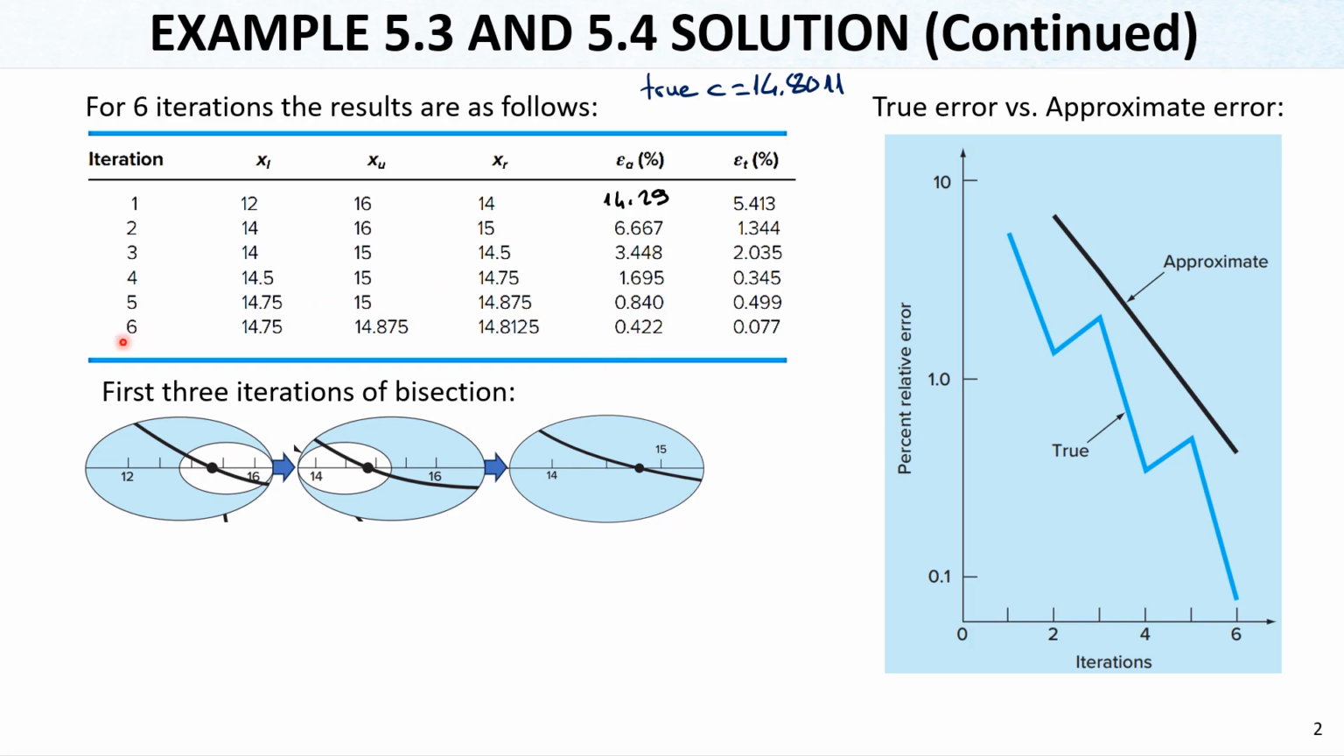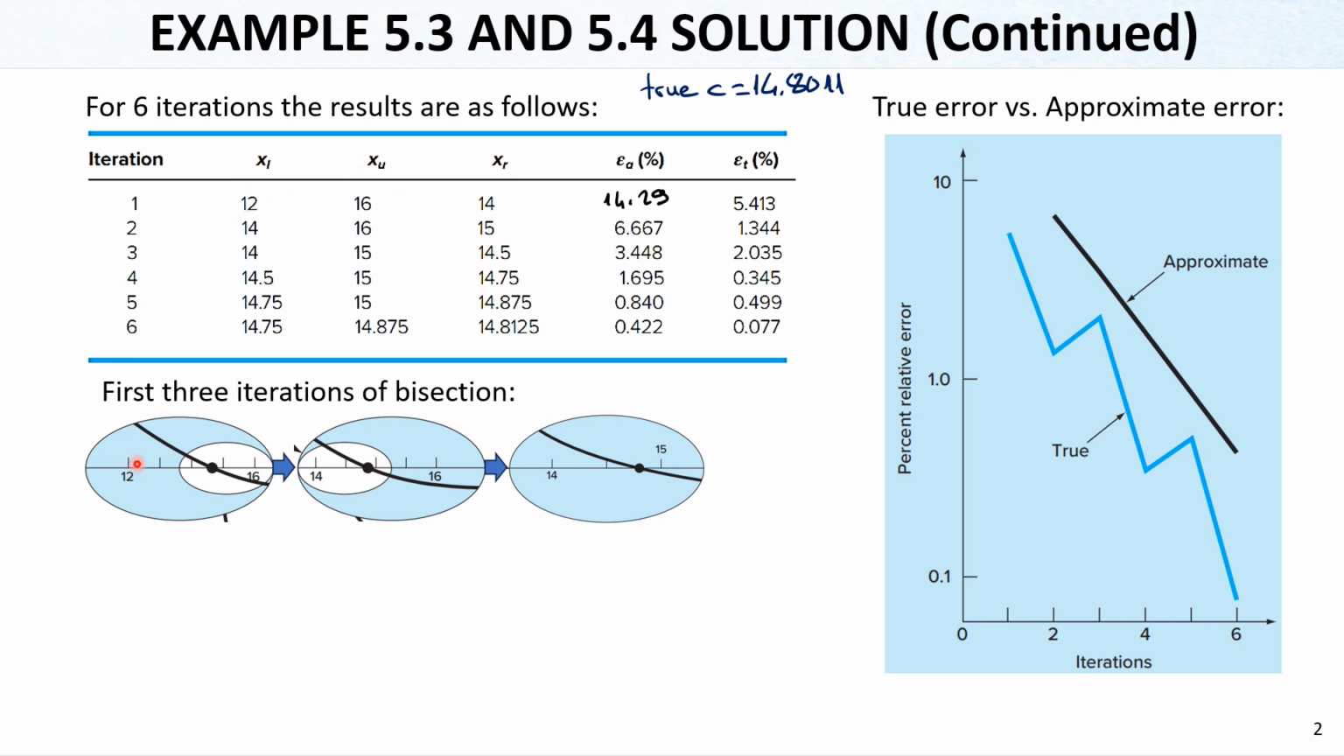So we continue. For iteration 6, now we see that XR and lower bound between these, there is a sign change. So this becomes the same. XL becomes the same, that's why. And XU, the upper bound, becomes this value. And the midpoint of these is this. And the error now is lower than 0.5%. So we can stop here. But if you want, you can easily continue. And you can see that this is very, very close to the true C value. And the true error shows that. It's very low, it's even lower than 0.1%. So here you can see the first three iterations.